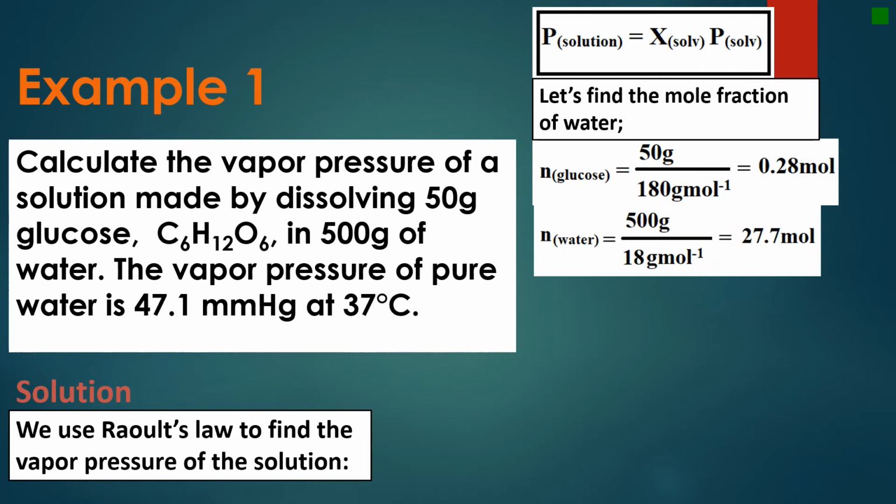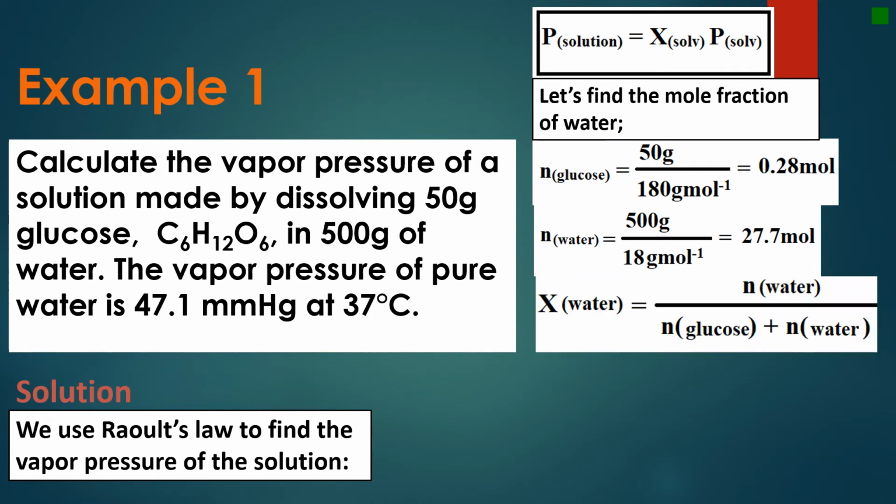Then the number of moles of water is found by taking 500 grams, which is the mass of water, over the molar mass of water, that is 18 grams per mole. And then we find the number of moles of water, which is equal to 27.7 moles.